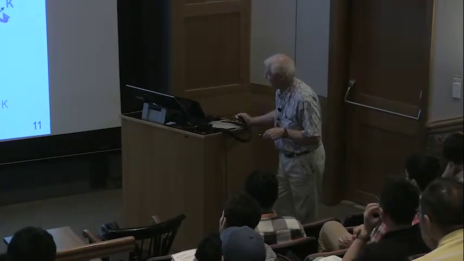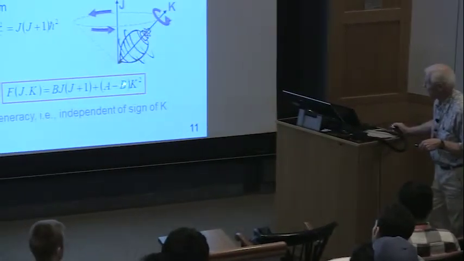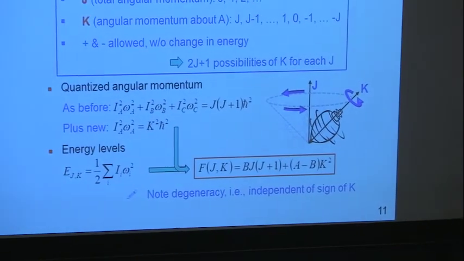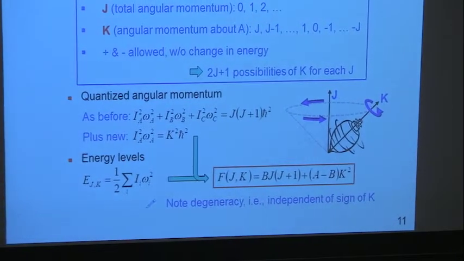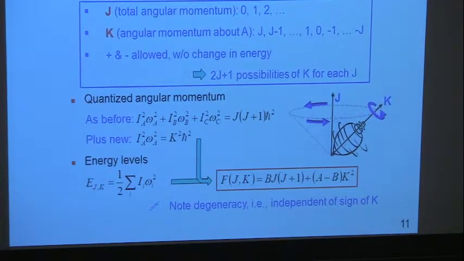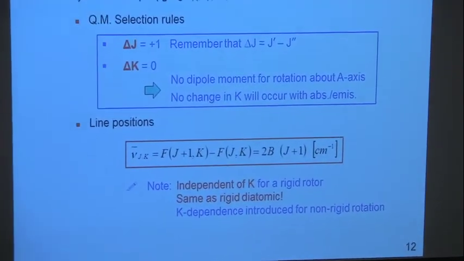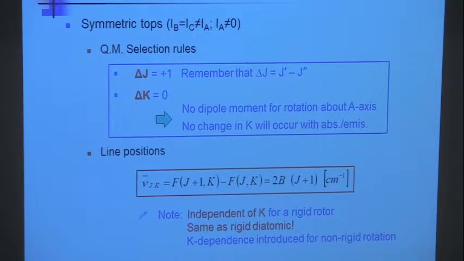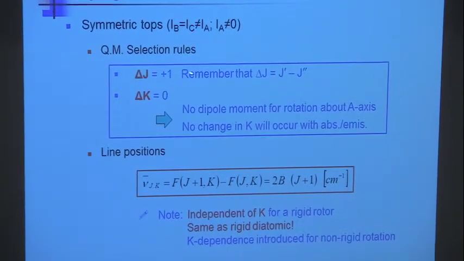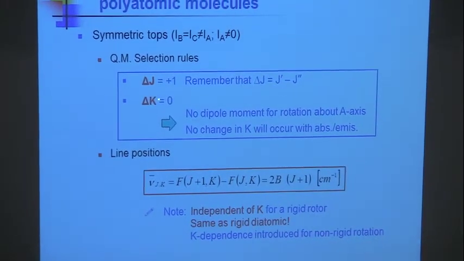So it depends on the magnitude of A and B. Now B is what we call the rotational constant, and A is the rotational constant for rotation about the A axis. So it's just a question of the relative values of A and B. And that's why we're back to the oblate prolate case. What about the selection rules? Delta J remains 1. Delta K is 0.